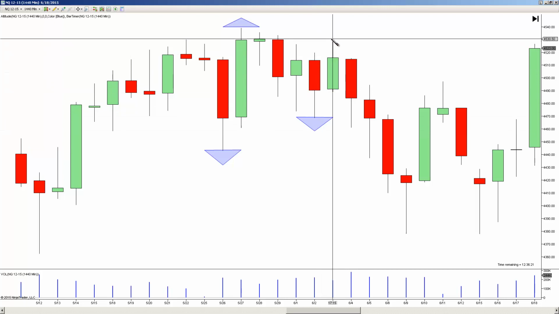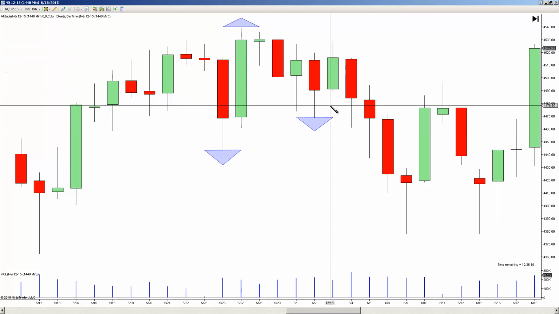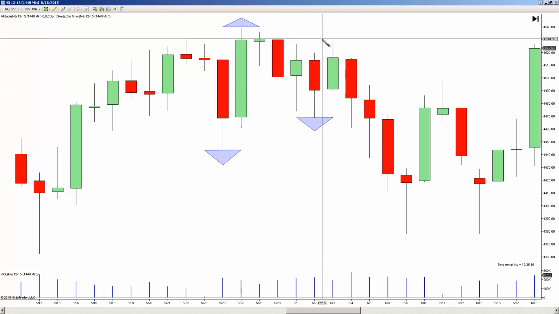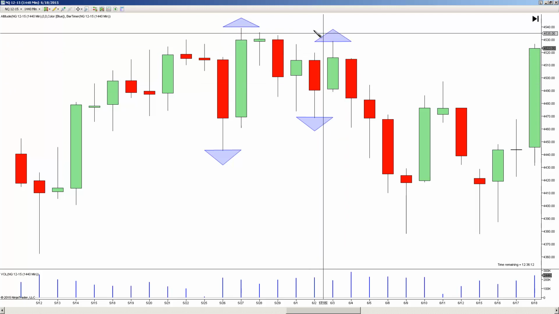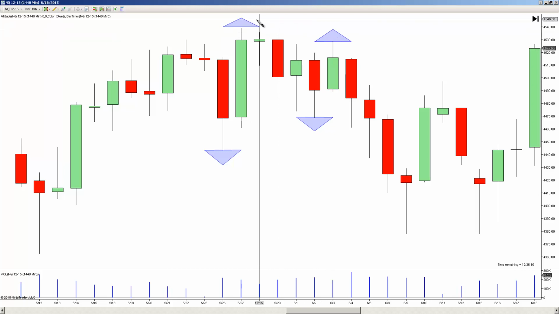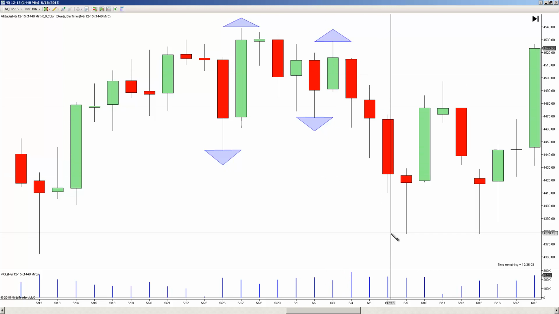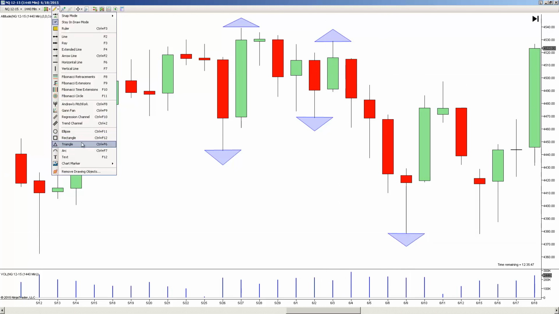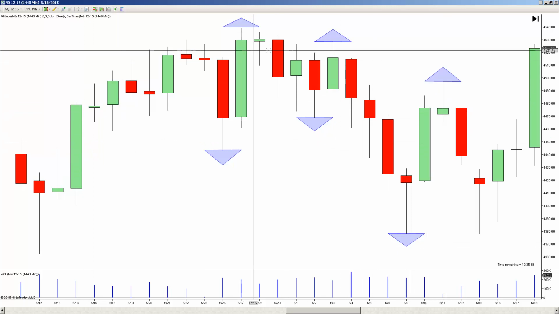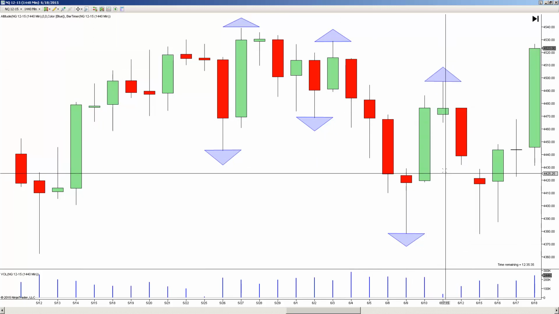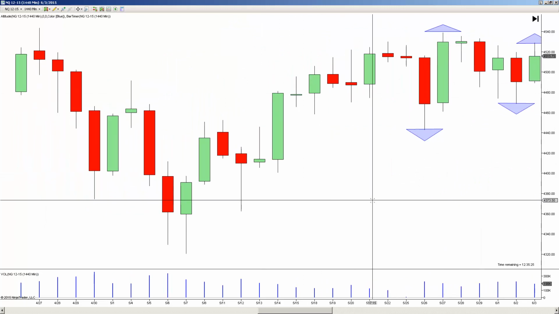Followed by a bar that broke its high and had a higher low, so this is our new high. And as we can see, it's a lower high than the previous one. The market fell down here and gave us our new low, followed up by a lower high, continuing this down pattern. We'll look at a couple more examples.